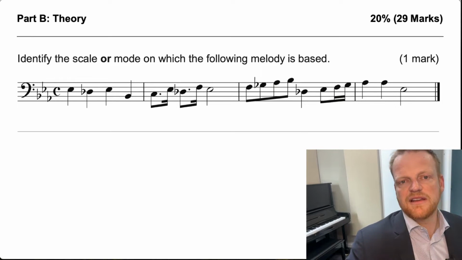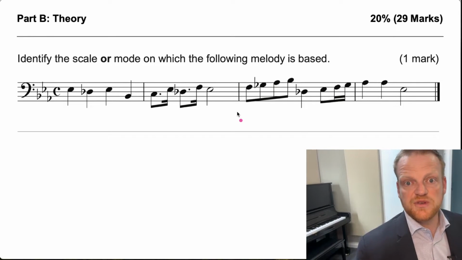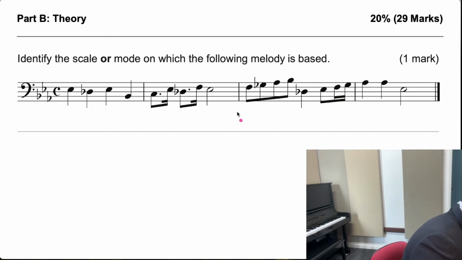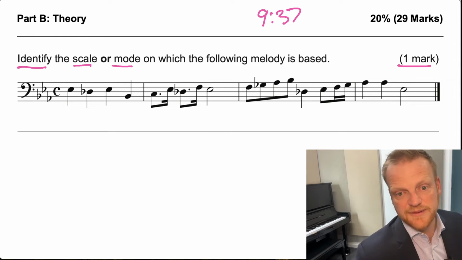Okay, pretty common one. Name this scale. So we're going to do our process, write down the time. It's 9:37. Underline, identify. Can be a scale or a mode, so giving you a bit of a clue there. Yeah, and the rest doesn't matter. It's worth 1 mark, so we've got about 1 minute.